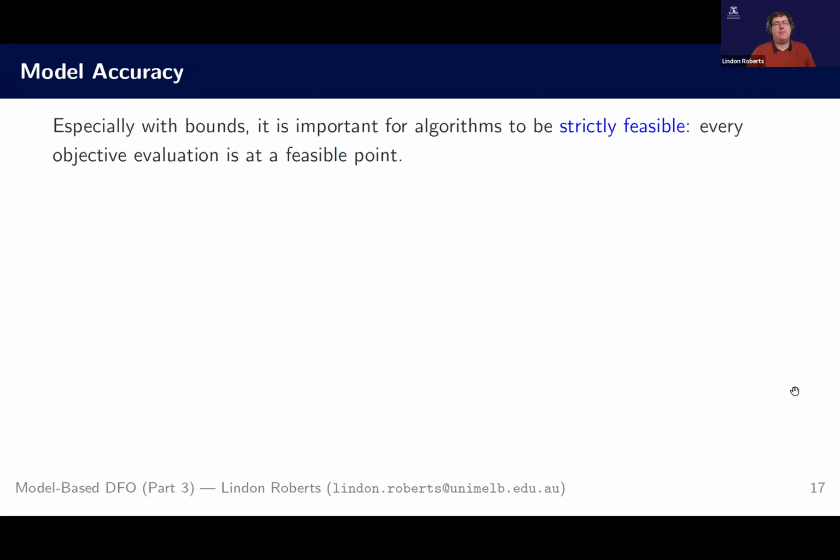Particularly with things like bounds, it can be very helpful. Sometimes it's essential for algorithms to be strictly feasible. So every time you evaluate the objective function, it has to be at a point that satisfies the constraints. If we've got bounds, we always know explicitly what they are. There's no DFO aspect to these constraints, so we can check before we evaluate f at every point. You can imagine, for example, if your objective function has something like a square root or a log, then you definitely need bounds on your variables to ensure that you don't have NaNs or failed calculations coming through. So strictly feasible methods can be very helpful.